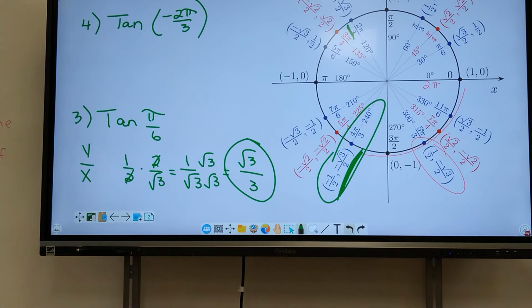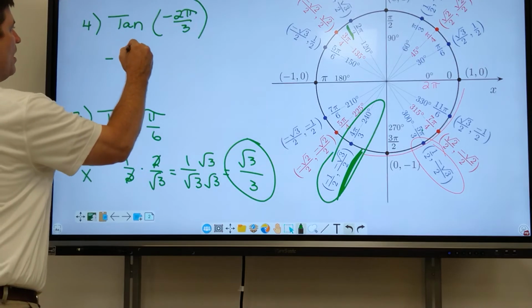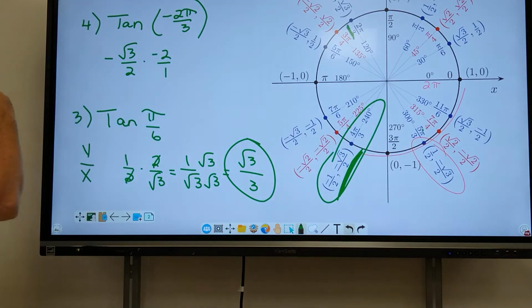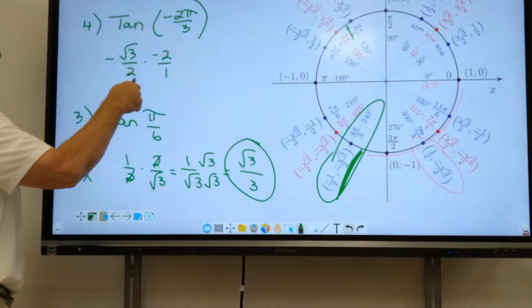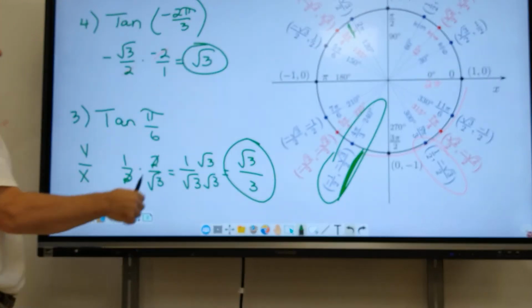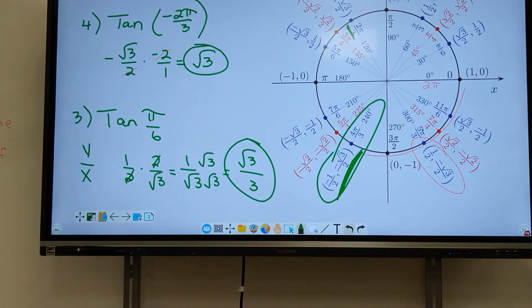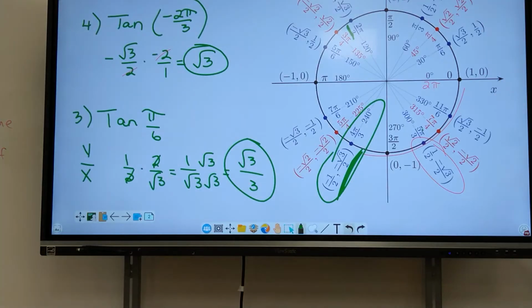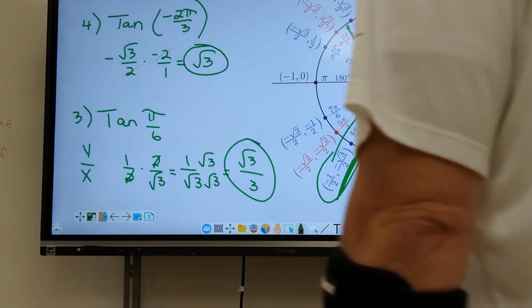So y'all got y over x. So I got my y. I flip my x. Alright, what cancels out? 2's. What's the negative times the negative give you? So it's positive root 3. Why can I leave that one alone? Because the root wasn't in the bottom. Alright, y'all try 5.